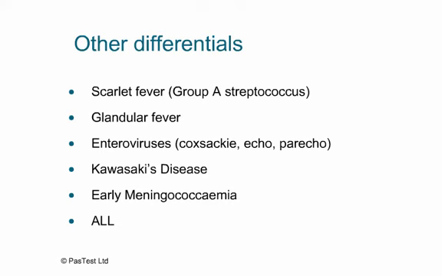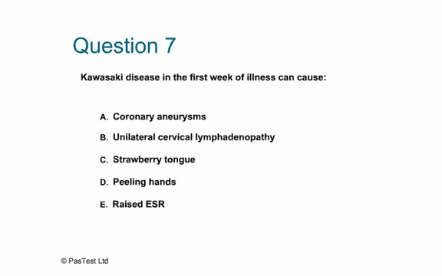Question 7. Kawasaki's disease in the first week of illness can cause A. coronary aneurysms, B. unilateral cervical lymphadenopathy, C. strawberry tongue, D. peeling hands, E. raised ESR. And the answer is that B, C and E are all true.